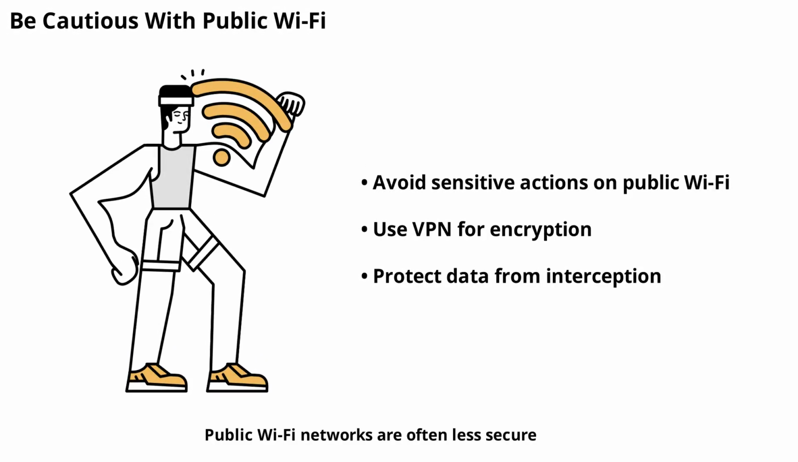Public Wi-Fi networks are often less secure, making it easier for hackers to intercept your data. Avoid accessing sensitive accounts or sharing personal information when connected to public Wi-Fi. If you must use it, consider using a virtual private network, VPN, to encrypt your connection. This helps keep your data safe from being intercepted and potentially used for AI training.